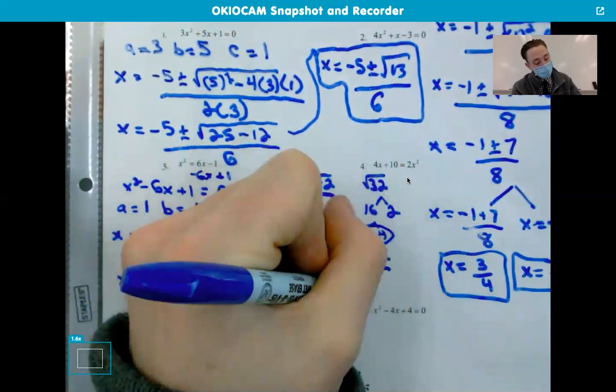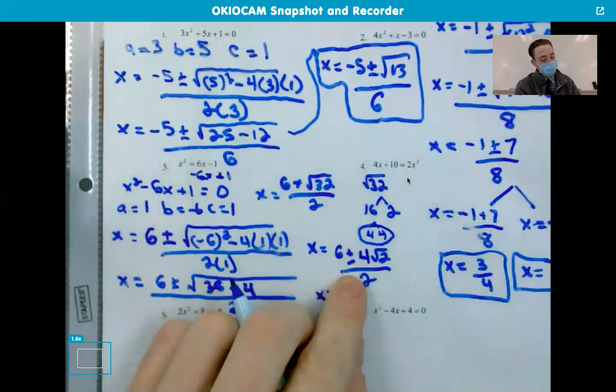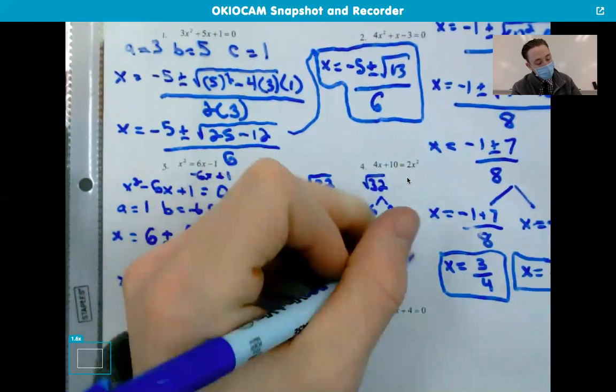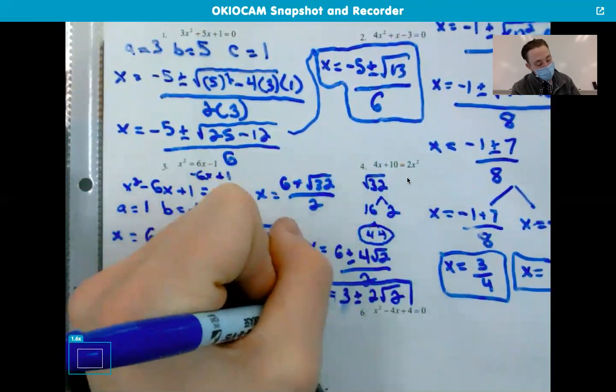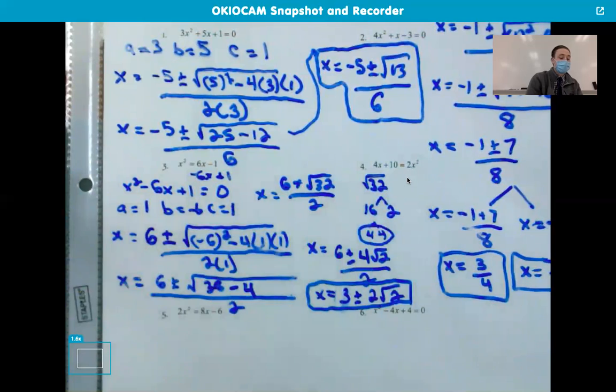So I'll have x equals 6 divided by 2 gives me 3, plus or minus 4 divided by 2 gives me 2. The root 2 stays the same, and that's my final answer. All right, so simplify as far as you can. It's okay to leave square roots in your answer, but make sure that you simplify and break them down whenever you can. All right. Any questions about number 3?